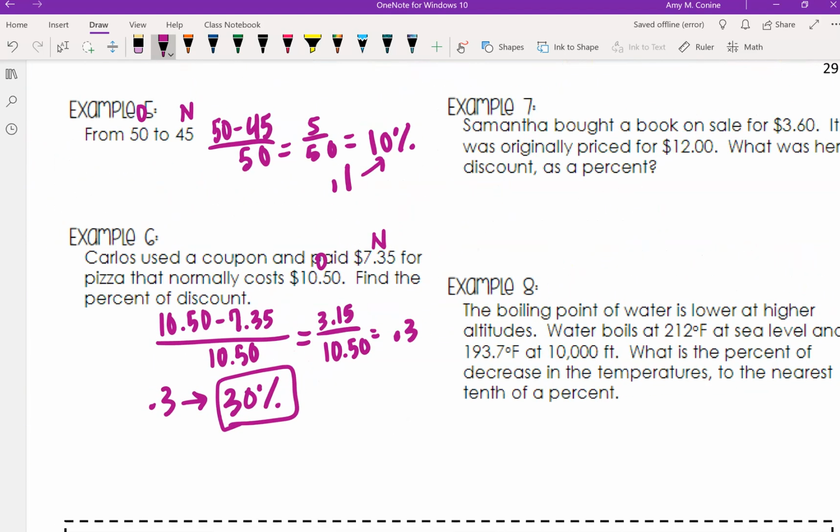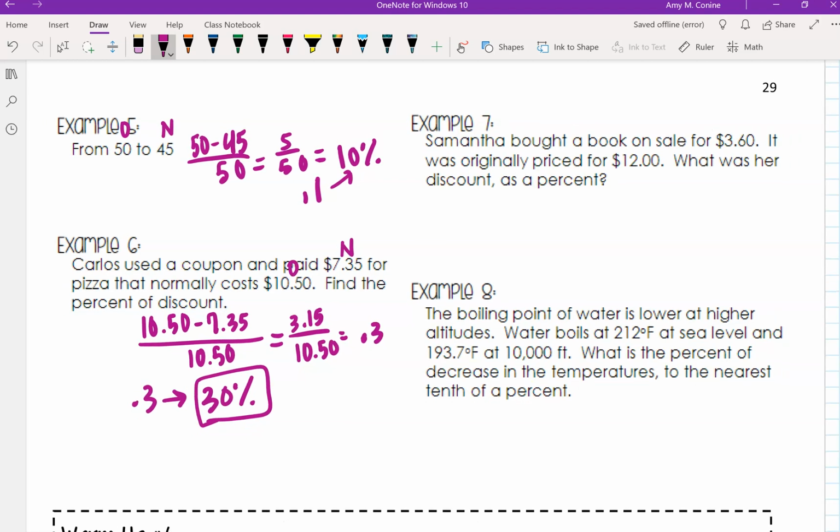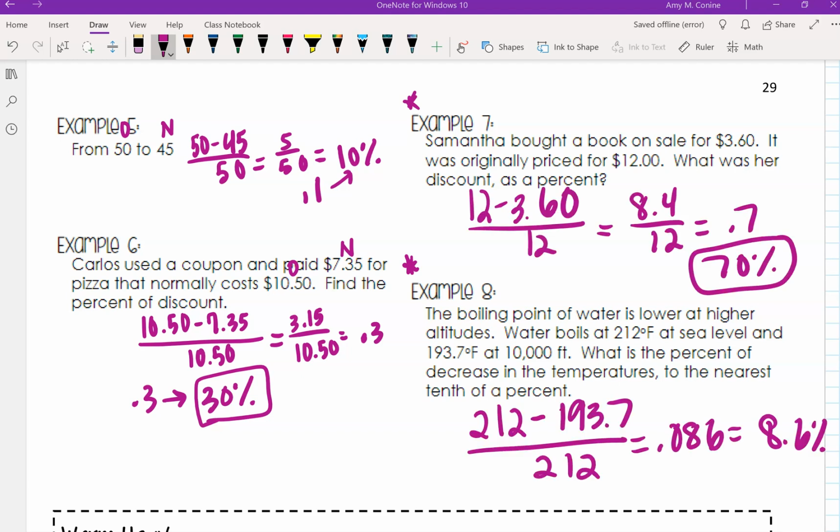Okay. So at this point, I want you to go ahead and do examples 7 and 8 on your own. Be careful with number 8. Make sure you look at what it's asking. Okay, I'll go ahead and do that now. All right, for 7, the original price, it says in the problem, the original is $12. Your new price is $3.60. And what is the percent of discount? So she got a 70% discount on that book.